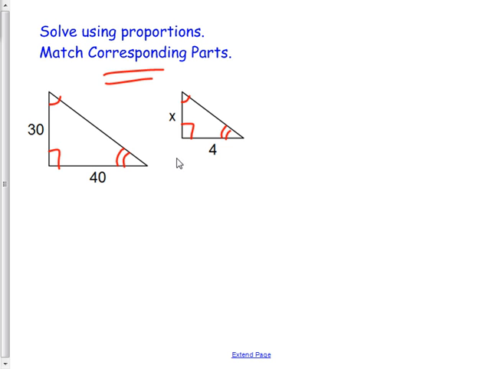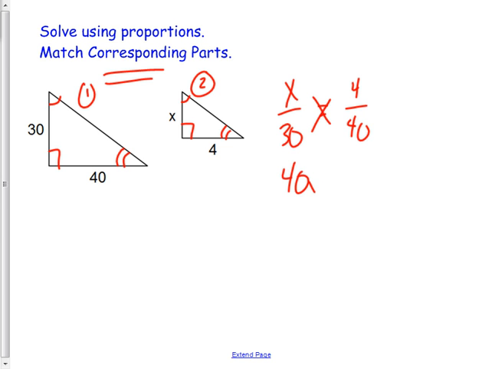Okay, so if I look at corresponding parts, this side here is the shorter side, matches with this shorter side. So what I'm going to do is I'm going to say x over 30. Okay, now let's call this triangle 1, and maybe let's just call this triangle 2. So I put triangle 2 on top. So that means this 4 has to go on top because I got to match those corresponding parts. Now what matches with the 4? The 40 does. Okay, now once I'm to this point, I just cross multiply.